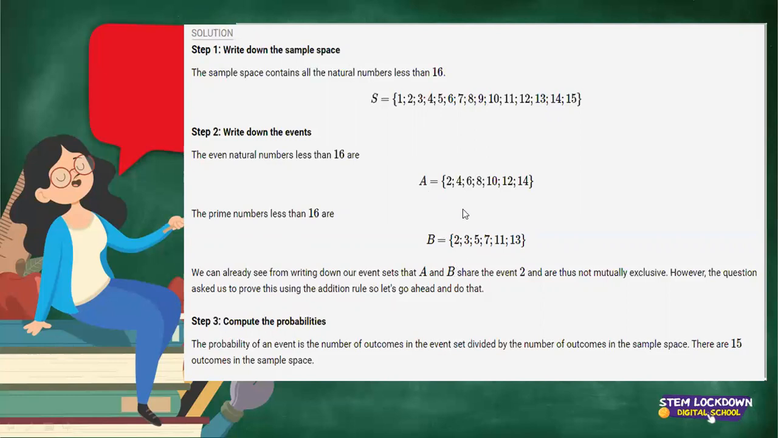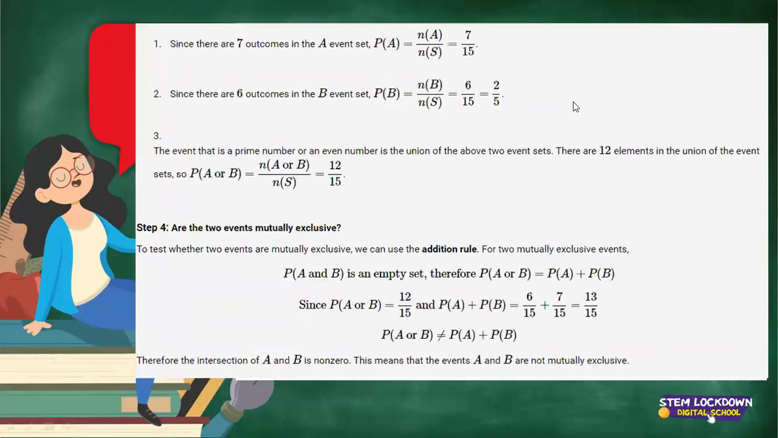Otherwise, another way to do this is to compute the value of A only and B only, and then we can see if they are mutually exclusive or not. So the probability of event A is 7 over 15, the probability of event B is 2 over 5. And then let's find the probability of A or B. The probability of A or B will be 12 over 15, meaning when you combine all of them together, you have 12 over 15 in all.